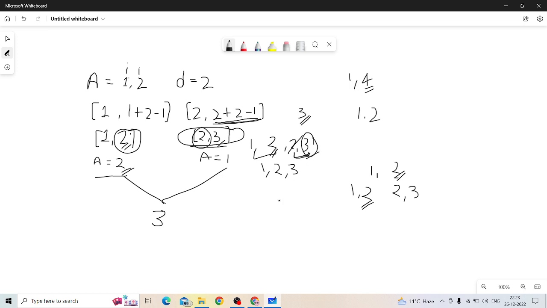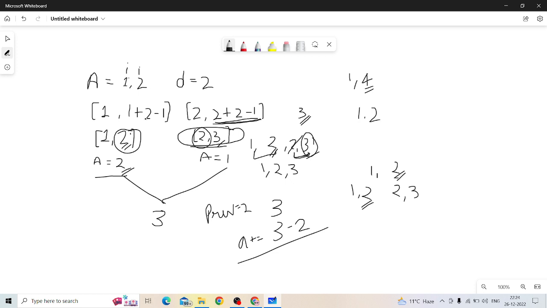So in this case, we will simply find 3 from 2 plus 2 minus 1, and we will take a variable previous. In previous, we will store the last second. So here the last second is 2. So we will say answer plus equal to 3 minus previous.